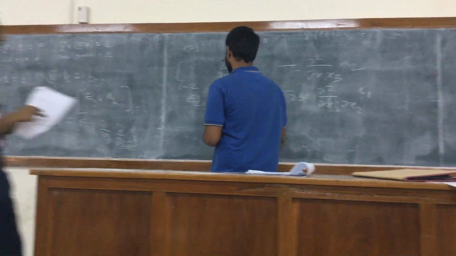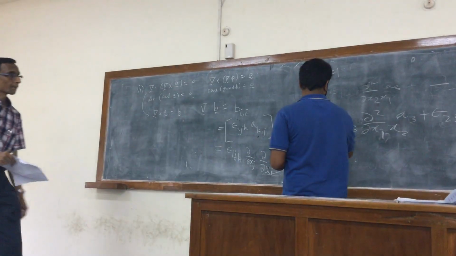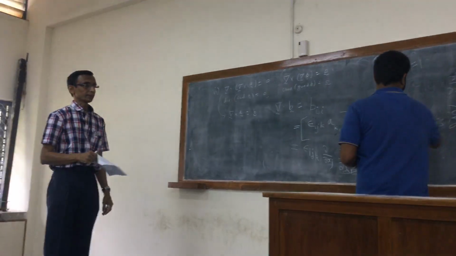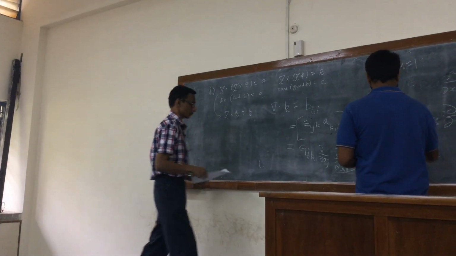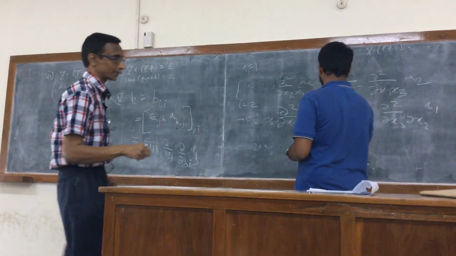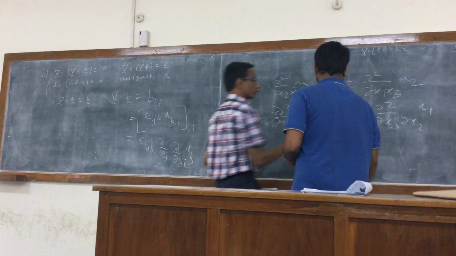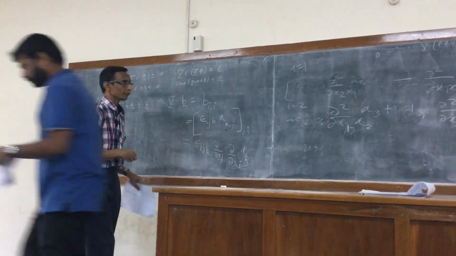Now can you write what is the sign of this? 2, 1, 3 is minus, yeah. And 2, 3, 1 is obviously plus 1. Okay, good.